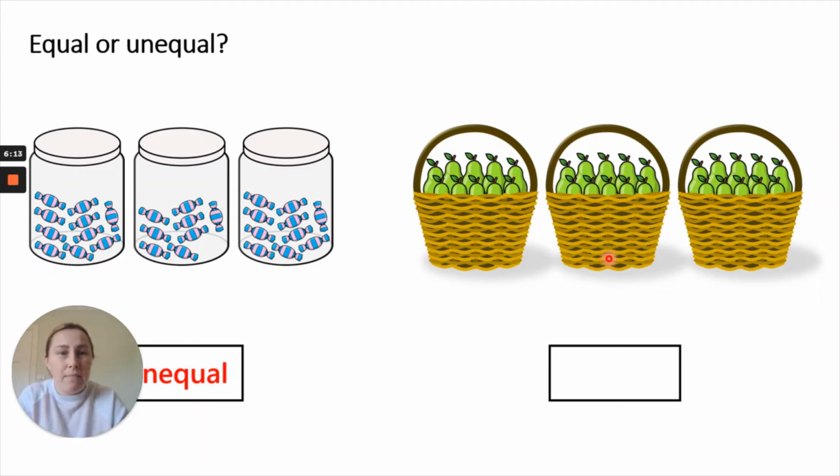Did you all get 10? Fantastic counting if you did. And are there equal groups? Yes, they were. We have 3 equal groups of 10 pears because there are 10 pears in each basket.